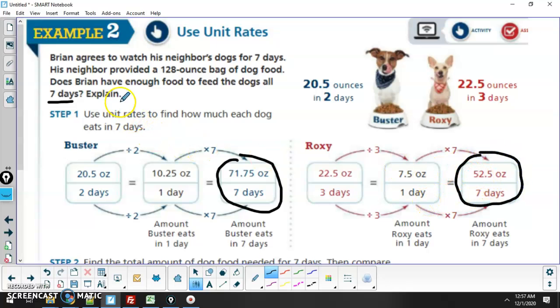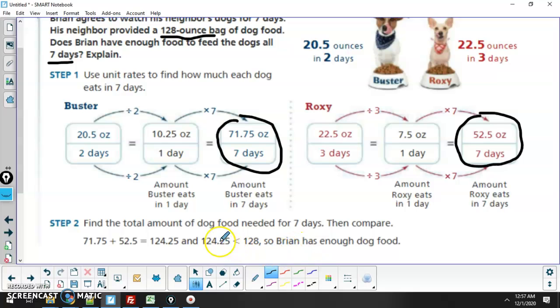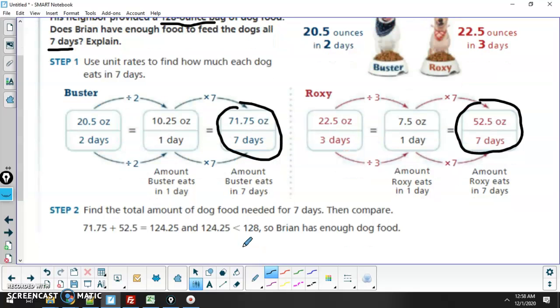All right. Now the question is, will he have enough food? Okay, so you have a 128-ounce bag of dog food. We know how much each dog eats in 7 days. So what we need to do is find the total amount of food that they ate. So we just add up their amounts. And guess what? We are less than 128. So unless the doggies get really hungry one day, we're going to have enough dog food. So that's good.